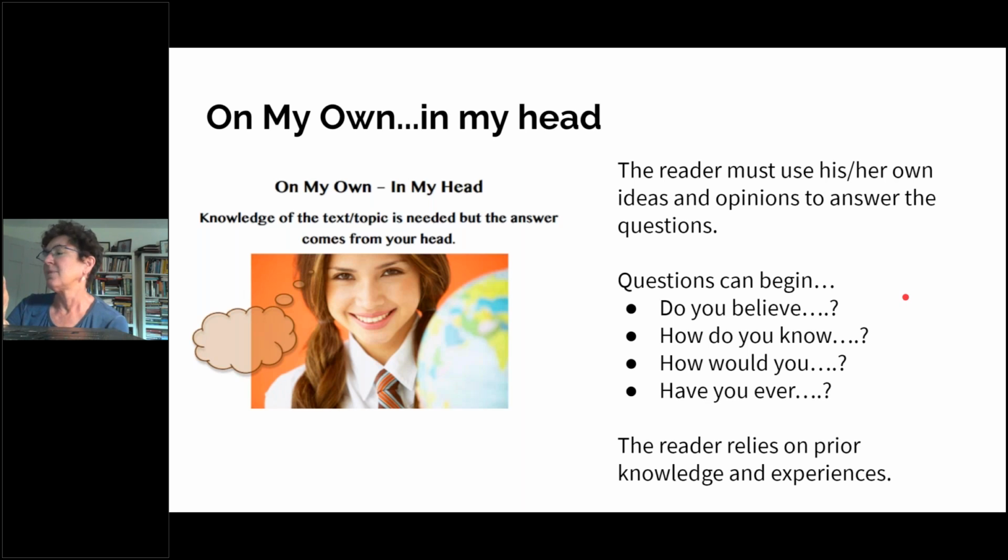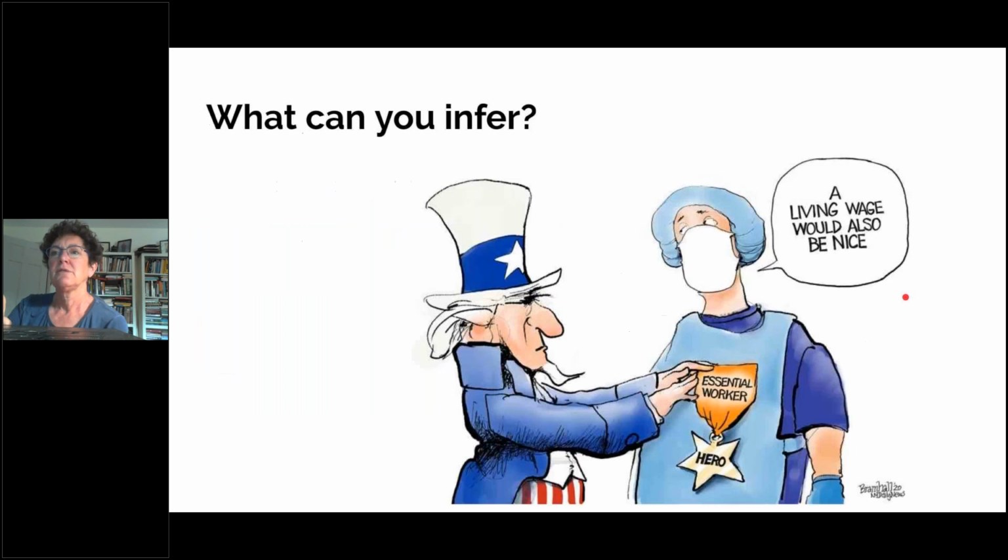So let's keep going on some inferencing. Let's take a look at this. This is a political cartoon or an editorial cartoon where Uncle Sam, who represents the United States, is putting a medal on someone. What kind of job do you think this person has? A living wage. Looks like he's a doctor. Well, he looks like he's in the medical field, yeah, sure.